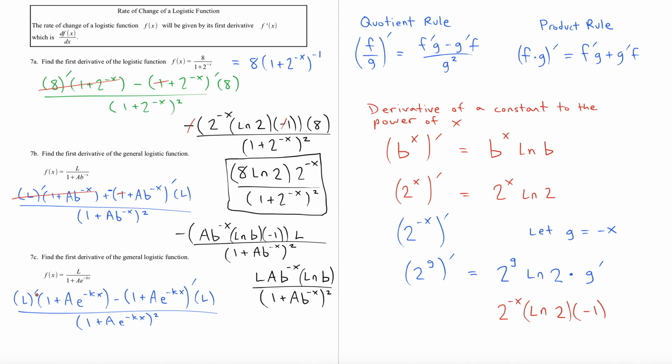Okay, just like the others, this part is going to disappear, so will the 1. And we need the derivative of AE to the negative kx. So that's going to be itself. But this is a chain rule because of the k and the negative. So we'll want to take the derivative of the exponent, which would be negative k. We'll leave the L there.